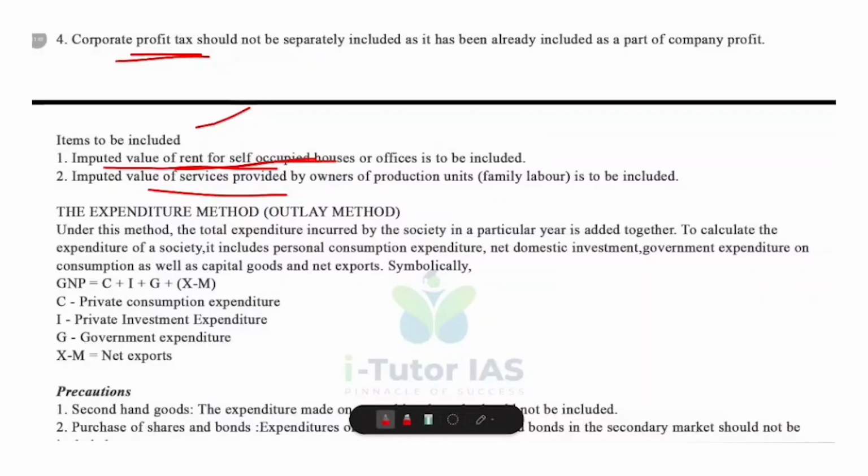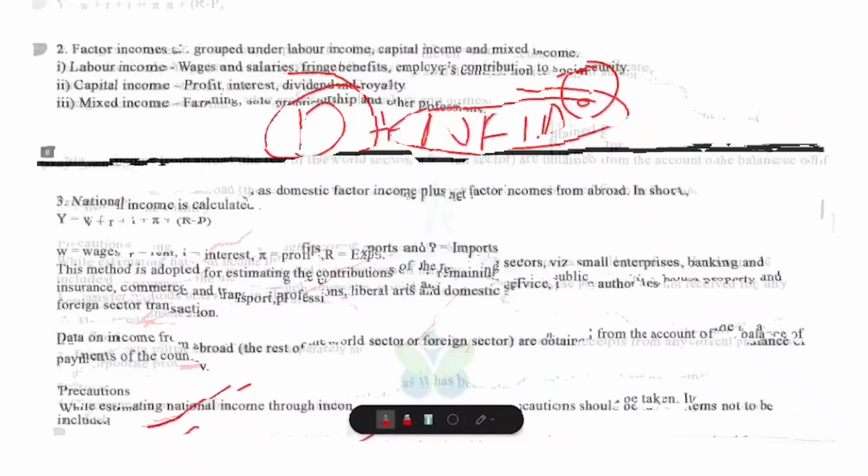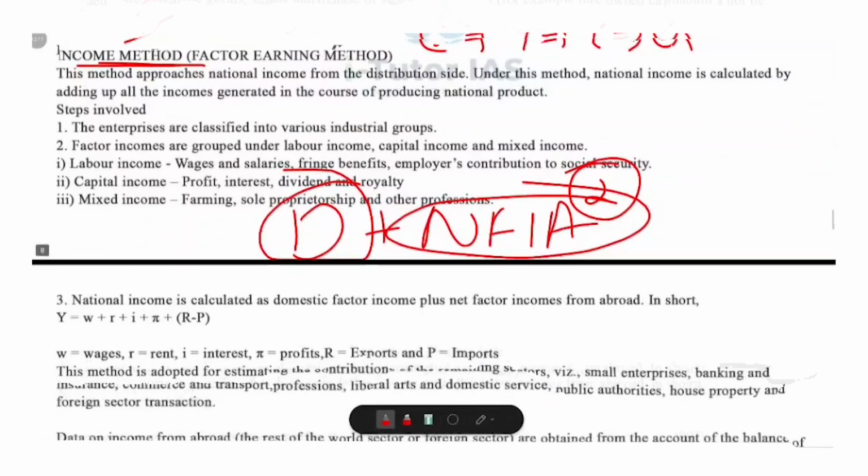That means work done by family members in their own businesses or farm counts as income, even if they are unpaid. For example, if a family member helps run a farm or shop without salary, we estimate the value of their work and include it. So the key idea is that any work or service that contributes to production, even if not paid for, adds to national income. So this is all about calculating national income using income method.